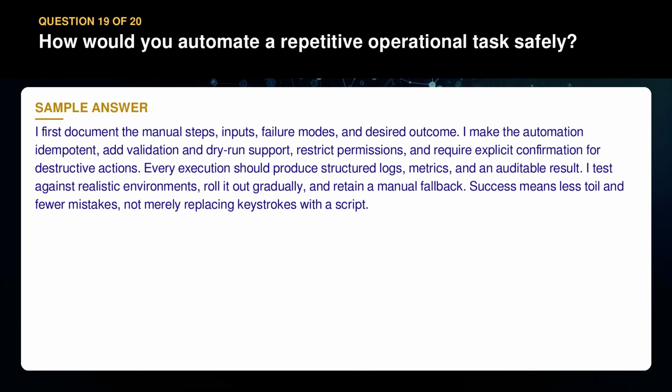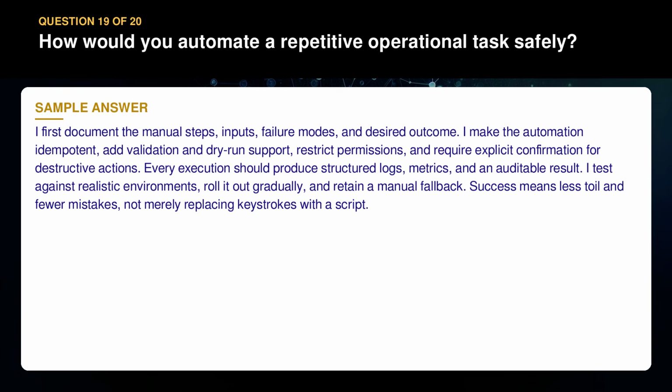Question 19. How would you automate a repetitive operational task safely? I first document the manual steps, inputs, failure modes, and desired outcome. I make the automation idempotent, add validation and dry run support, restrict permissions, and require explicit confirmation for destructive actions. Every execution should produce structured logs, metrics, and an auditable result. I test against realistic environments, roll it out gradually, and retain a manual fallback.